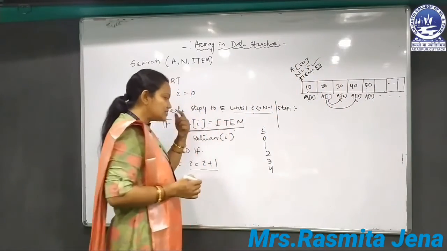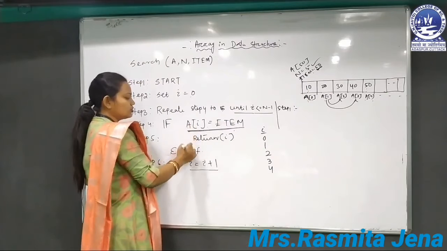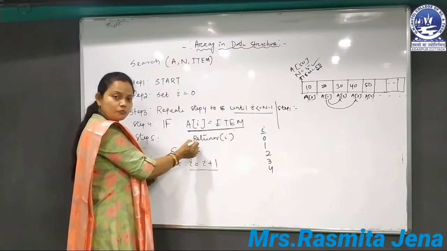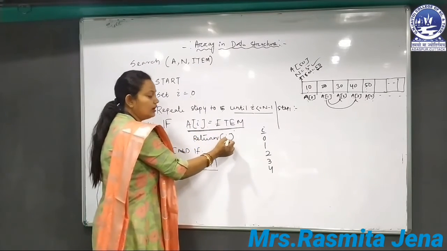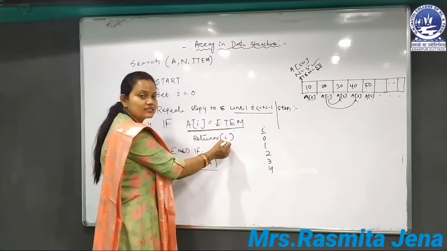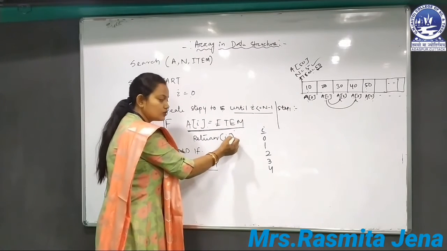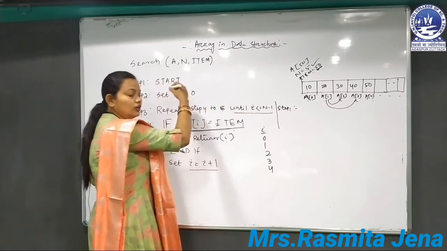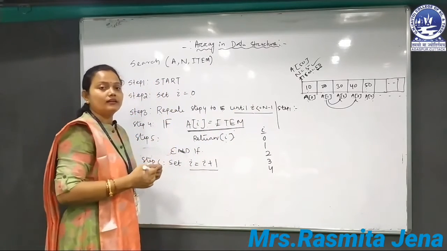As this condition is true, we will execute the statement which is present within the if block, and we will return the I index value, that is I equals to 4, and from this location we will return the location where we get the item.